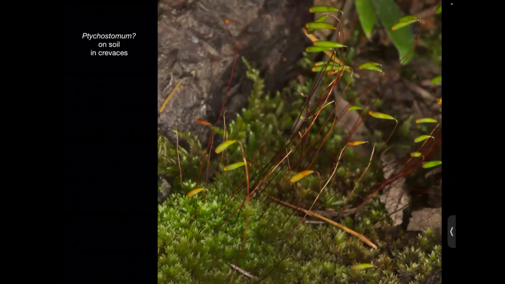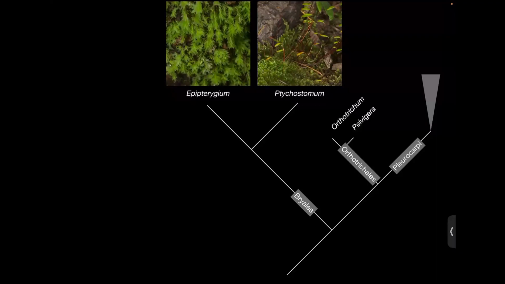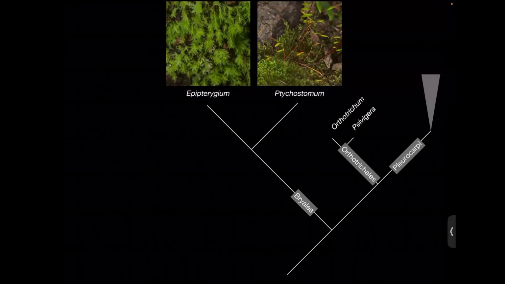And then I kind of foolishly threw away the specimen of this, so I really don't know what it is, but it looks a lot like a Ptychostomum, and nobody else is going to be able to contradict me, I hope. It lives on soil and crevices between rocks and things like that. And so Epipterygium and Ptychostomum are closely related in this group that we'll call the Bryales. And that is more distantly related than any of the other mosses that I've talked about so far.